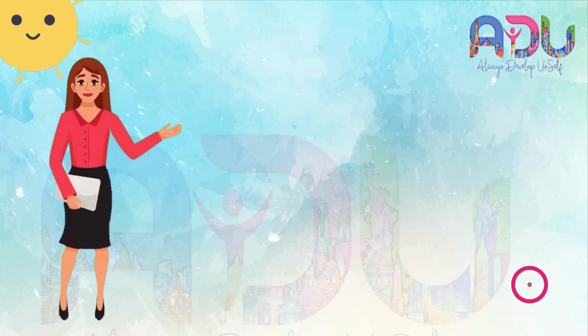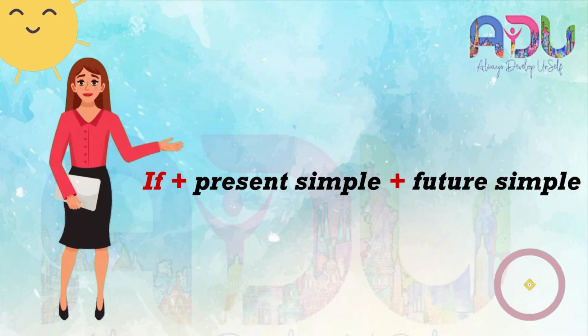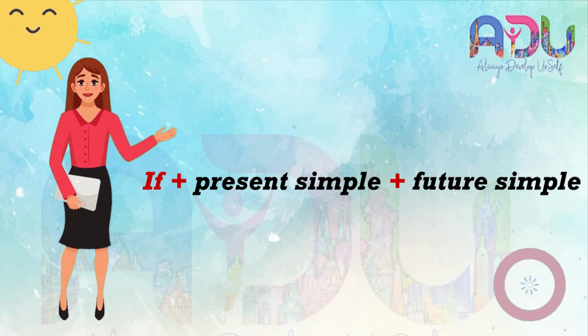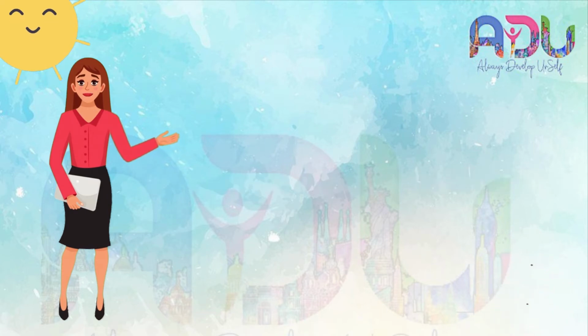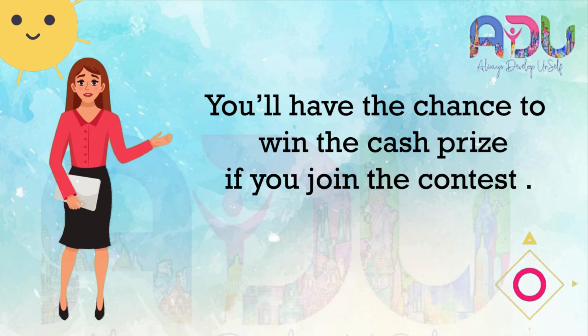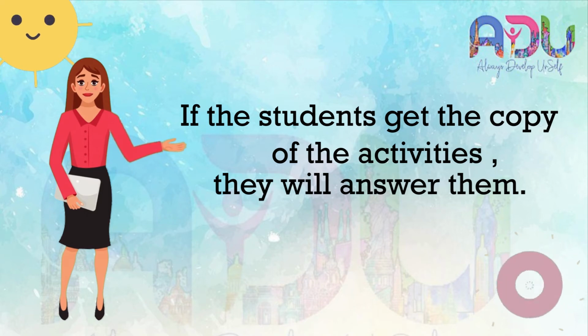This type is made up of if followed by present simple, and the main clause is in the future simple. Let's have further examples. You will have the chance to win the cash prize if you join the contest. If the students get the copy of the activities, they will answer them.